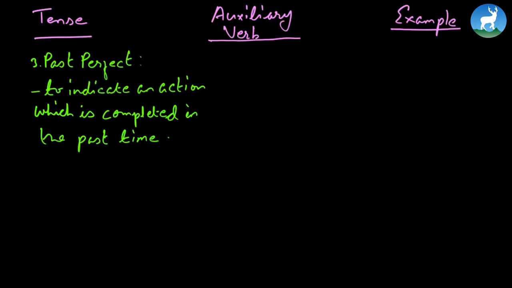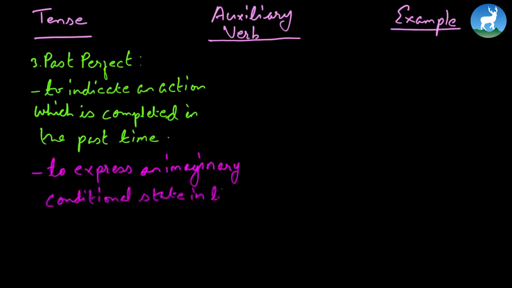Past perfect is also used to express an imaginary conditional state in the past. I'll clarify this with an example. The auxiliary verb for past perfect is had.